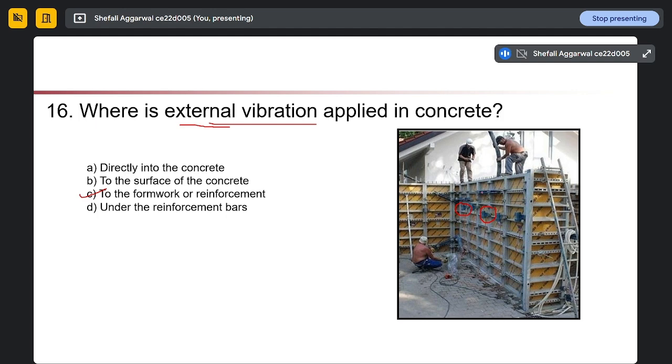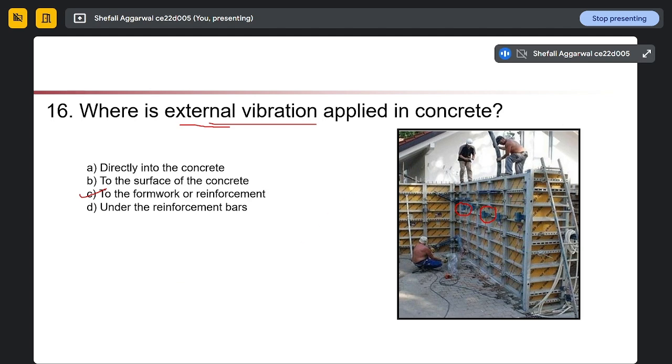So how can type 1 cement be converted to type 3 cement? These are the different types of cement. Type 1 can be converted to type 3 cement.